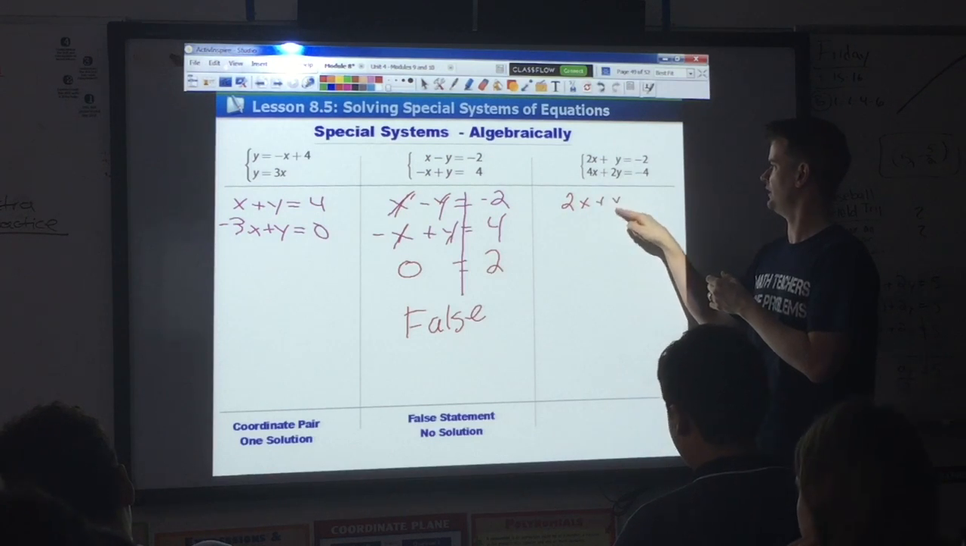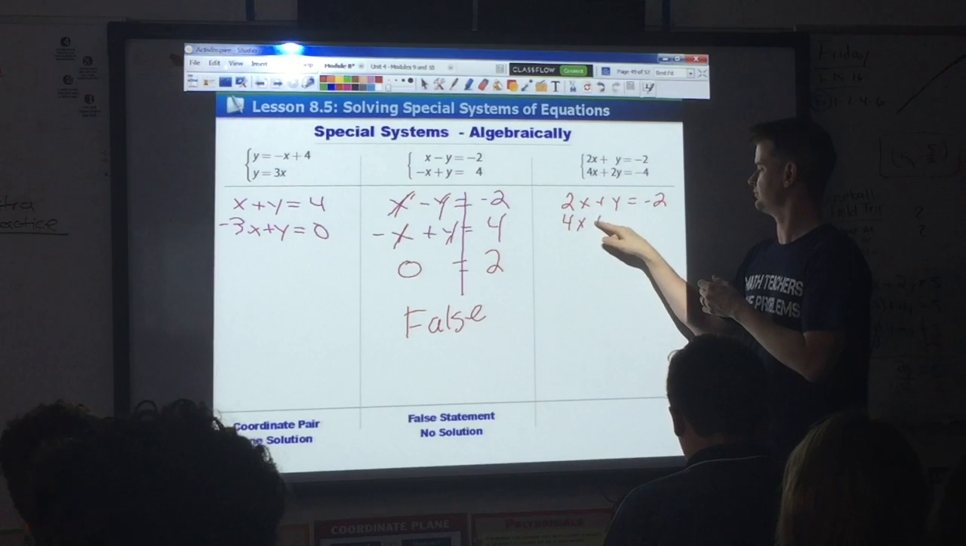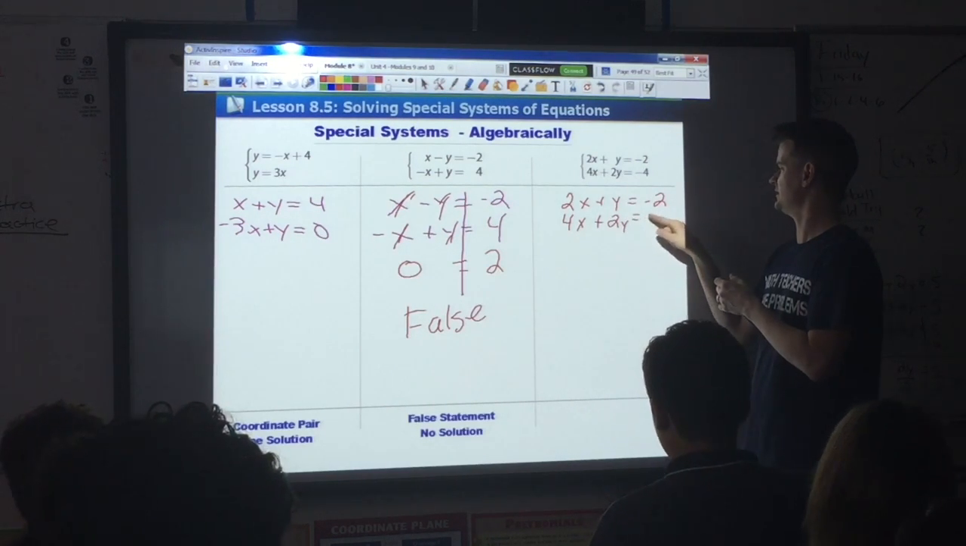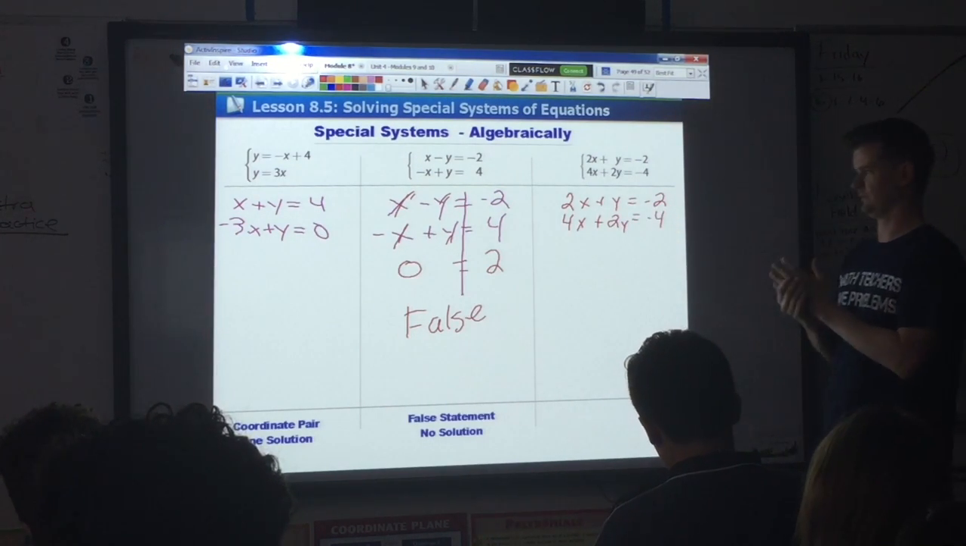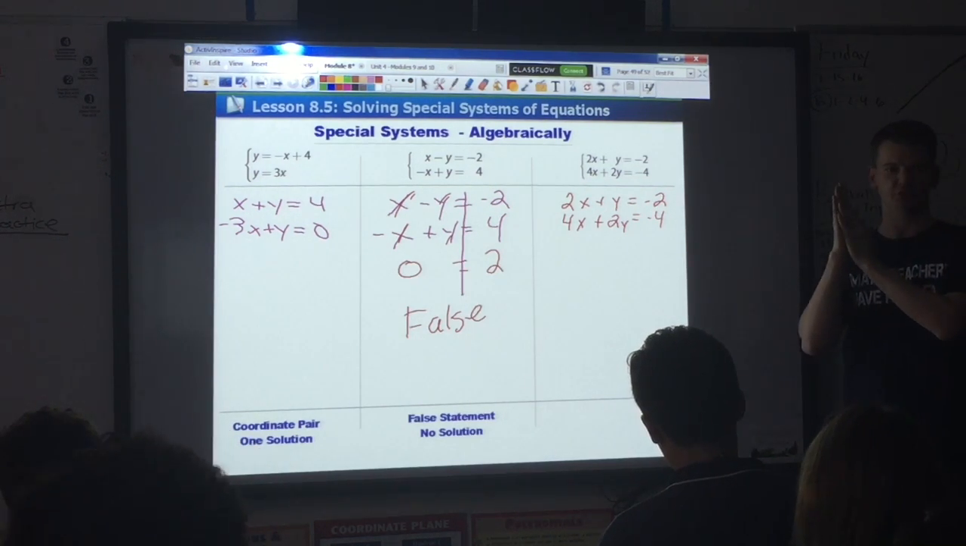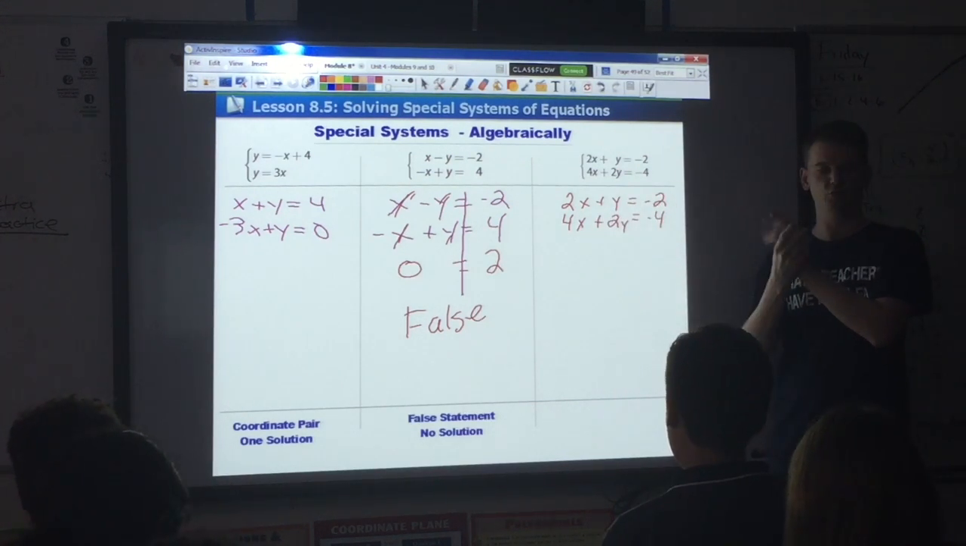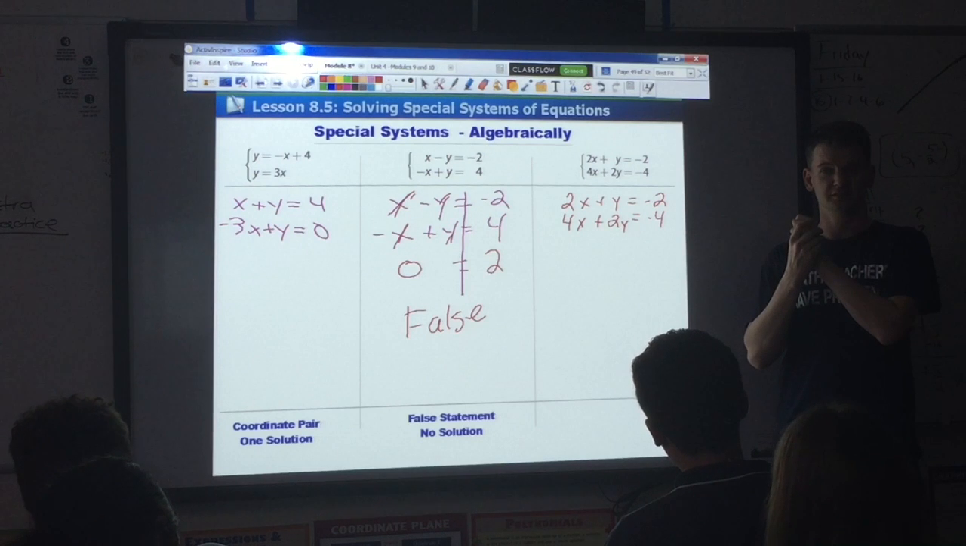One last problem to go. 2x plus y equals negative 2, and then I get 4x plus 2y is equal to negative 4. Let everyone write that. And then here's the question. Do I have inverse coefficients here? Yes or no? No. So we start looking at the x's. Does 2 go into 4? Yes.